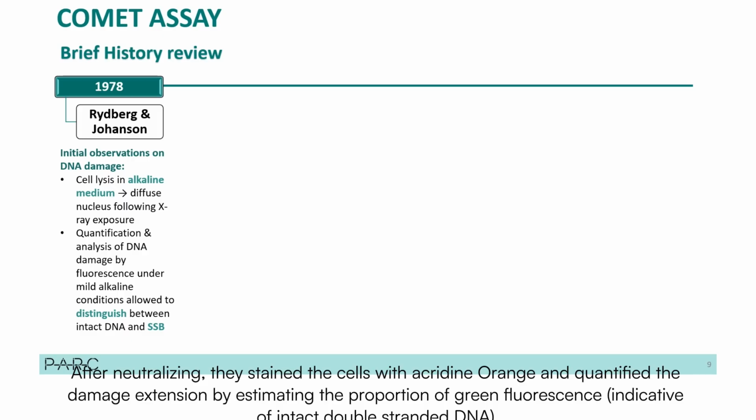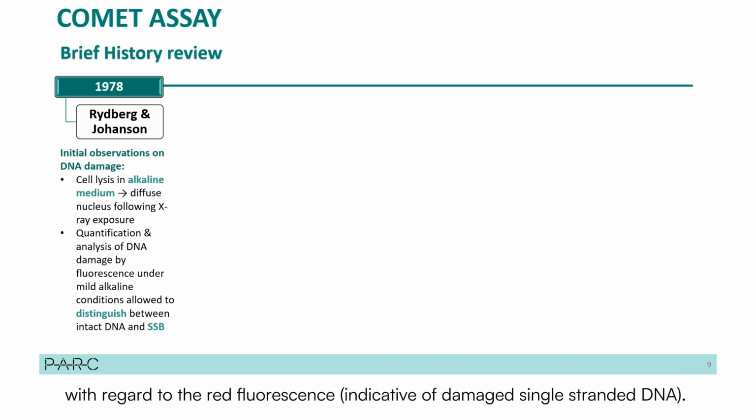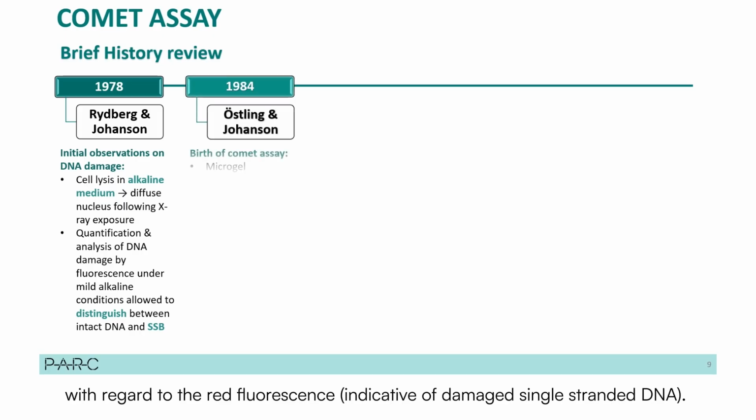After neutralizing, they stained the cells with acridine orange and quantified the damage extension by estimating the proportion of green fluorescence, indicative of intact double-stranded DNA, with regard to the red fluorescence, indicative of damaged single-stranded DNA.